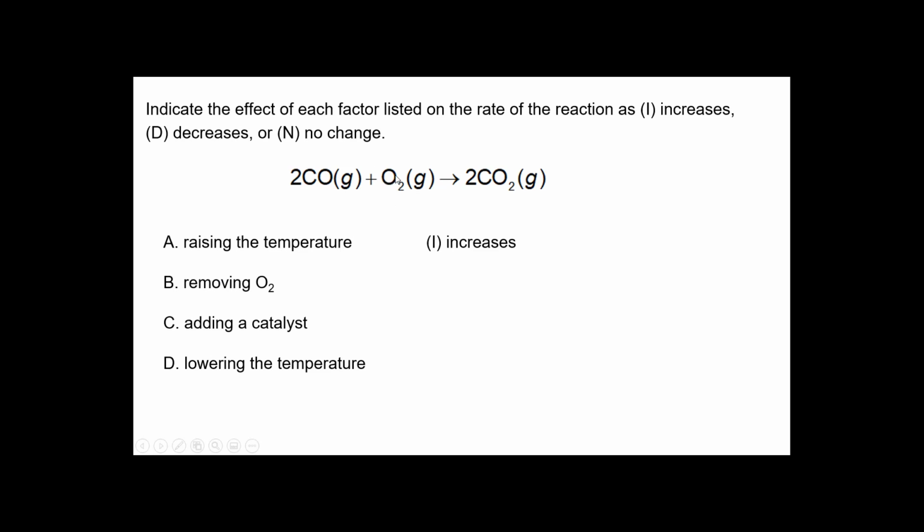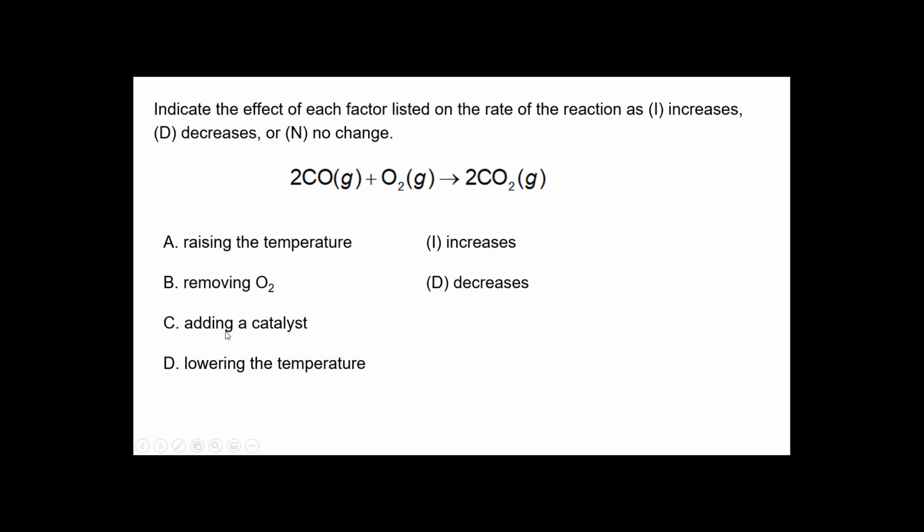Now, what if we remove O2? If we remove one of the reactants, we are actually decreasing the chances of the reactants colliding with each other, which means there's not as much here. We want to add more, not less. That decreases the chance of collision. So that's going to be decreasing.